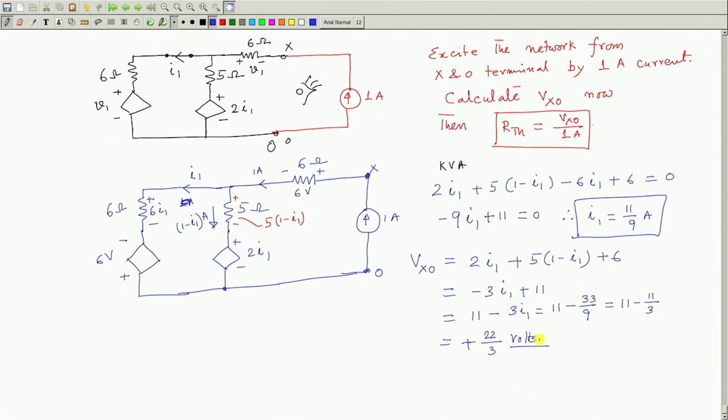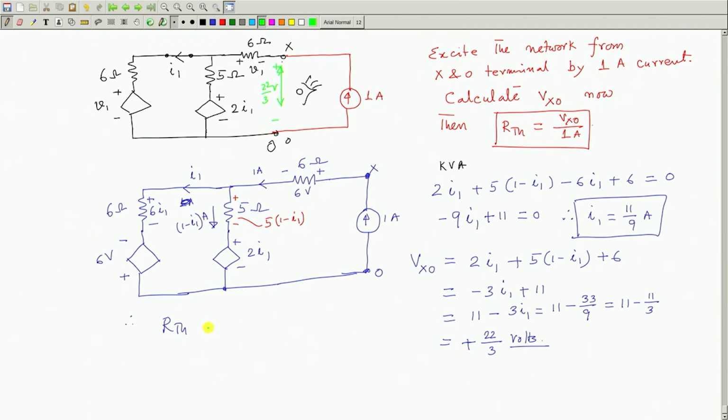See, once you have got this Vxo, I will tell R Thevenin's, whoever is looking into it, this voltage now I have calculated, let me use a different color. This voltage, x plus and this is minus, this voltage now I have solved. This voltage is 22 by 3 volt. So, I will say this network is drawing 1 ampere current when 22 by 3 volts is applied between x and O.